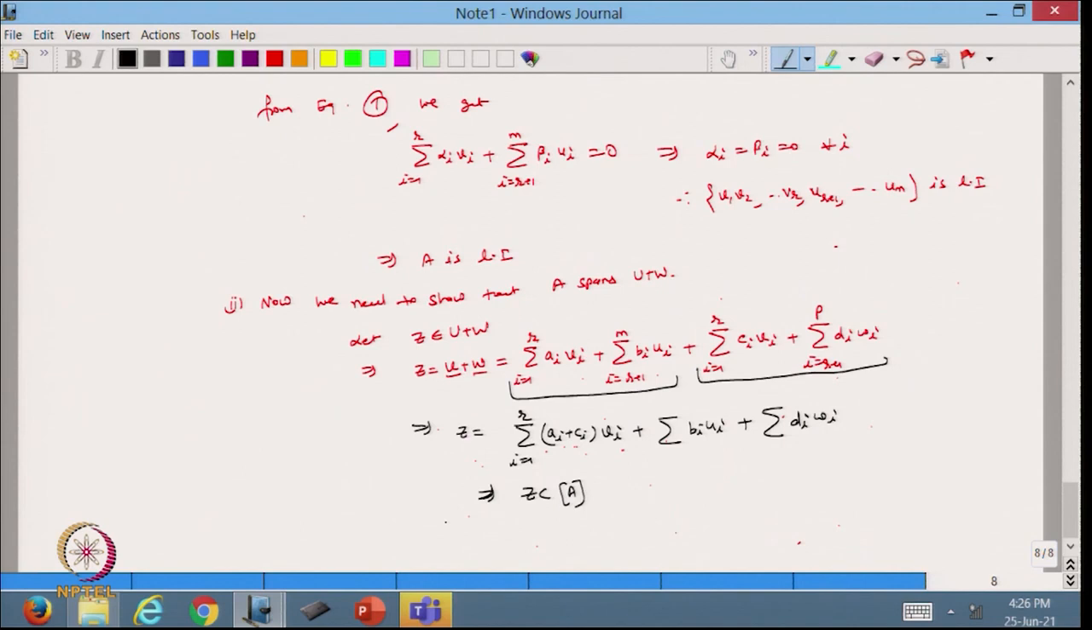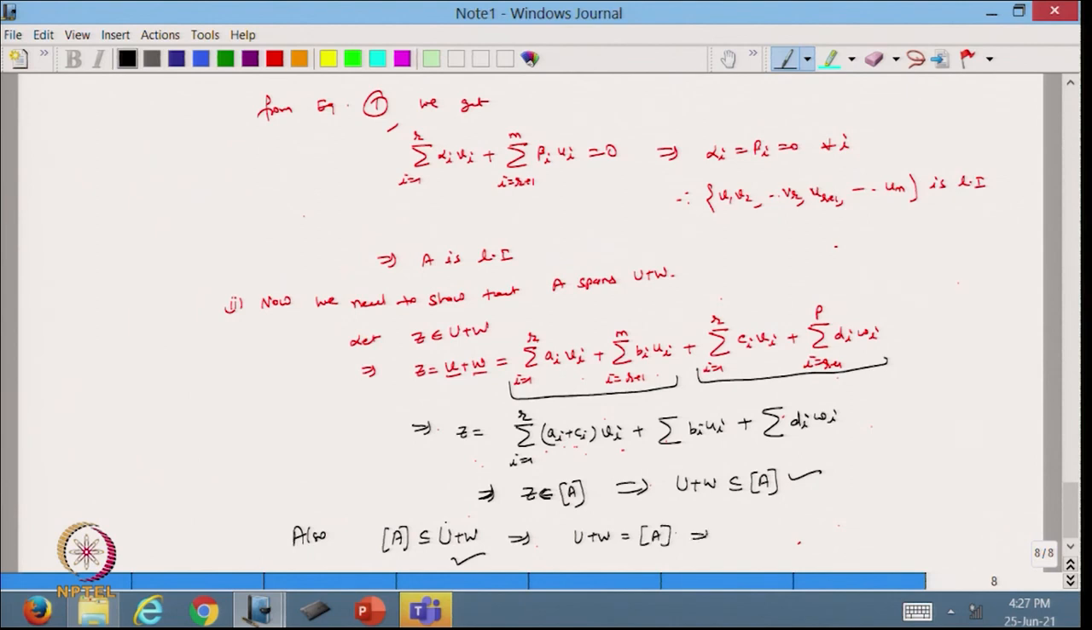So, from here we can see that Z belongs to the span of A. It means that I started with a Z from U plus W, so I can write that U plus W is contained in span A. Also, because A definitely contains vectors, and all vectors are coming from U plus W, I can say that span A is a subset of U plus W, because I can take an element from the span of A, and that belongs to U plus W. So, using this and this condition, I can say that U plus W is equal to the span of A.